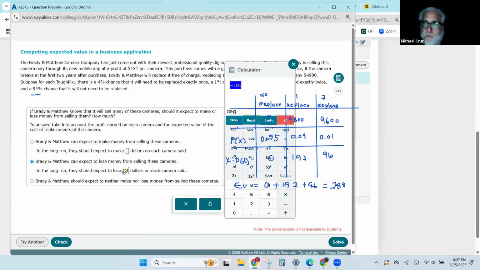That's how the expectation works. So if it had come out as a positive number, then it would be here, and then we'd put in the amount that they'd be making for each camera. But they're losing $101 with each camera. And then if the price of this was the same, in other words, if they were both 187 or both 288, then that would be no profit. It would just be breaking even.